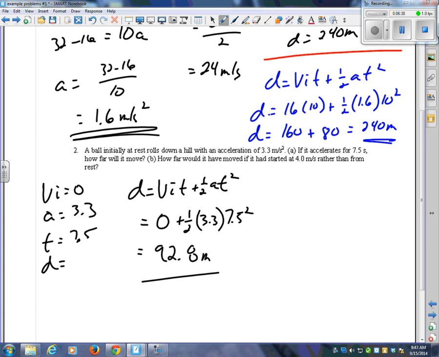You were more exact. Good enough for me. Give yourself a pat on the back if you got that. How far would it have moved if it had started at 4 meters per second rather than from rest? Farther. How much farther? Lots. Well played. So if it had started at 4, it's going to be 4 times 7.5 plus that whole thing from before.